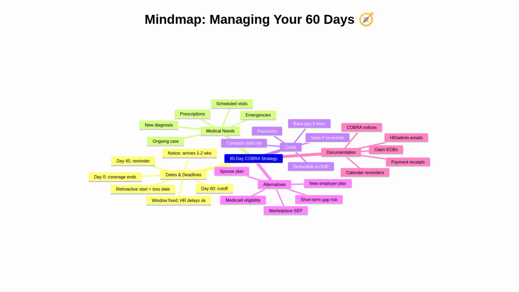This mind map centers on the 60-day COBRA strategy. One branch focuses on dates and deadlines, including day 0 when coverage ends, the notice date, a day 45 reminder, and the day 60 cutoff.